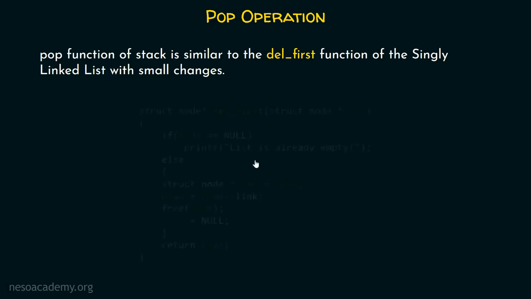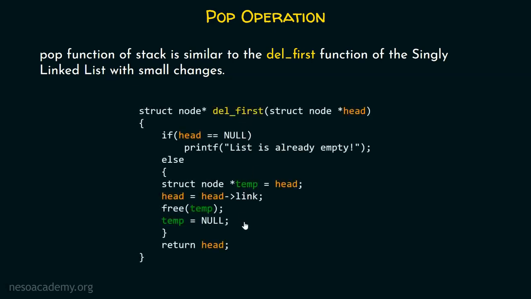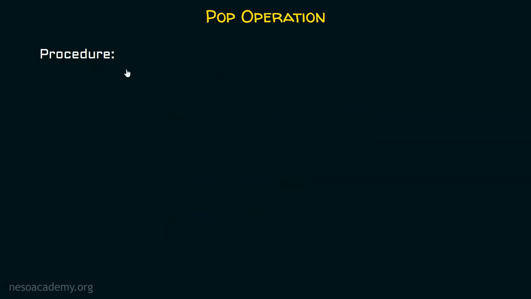Okay, this is how our del first function looks like, and I took this code from the lecture where I've explained the concept of how to delete the first node of the singly linked list. Now here is the complete procedure which helps us in popping an element or deleting the topmost element of the stack. Let's see the complete procedure now.